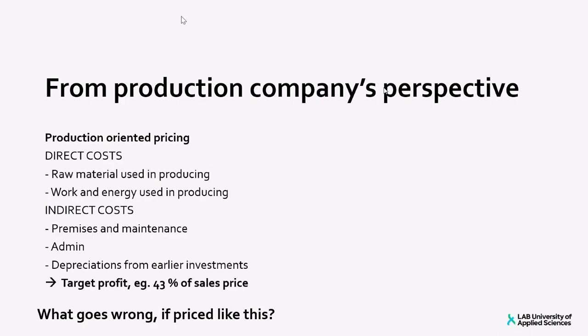So first of all, what can go wrong? They don't get their target. So they have more or less money than planned, and they need to have another budgeting plan.